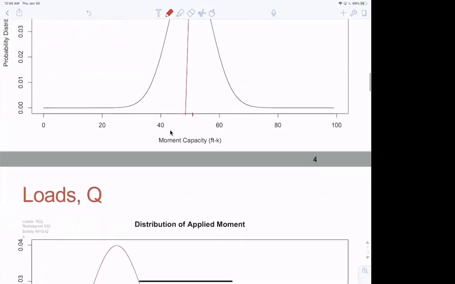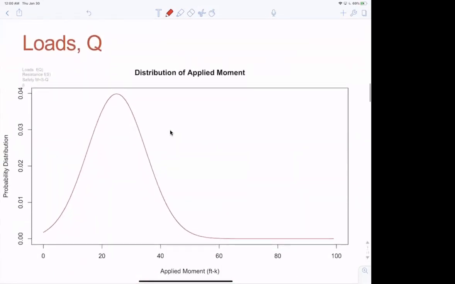Okay, the loads also have a distribution. Okay, so this is applied moment. So the strength was way out here, the average strength. And so most of our loads are below that. In fact, the average load looks to be about 23 foot kips, okay? So this is the whole goal of structural engineering. You want to make the beam bigger than the loads, okay?